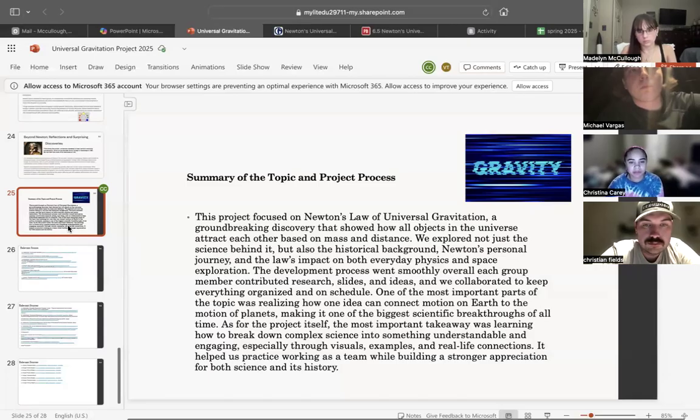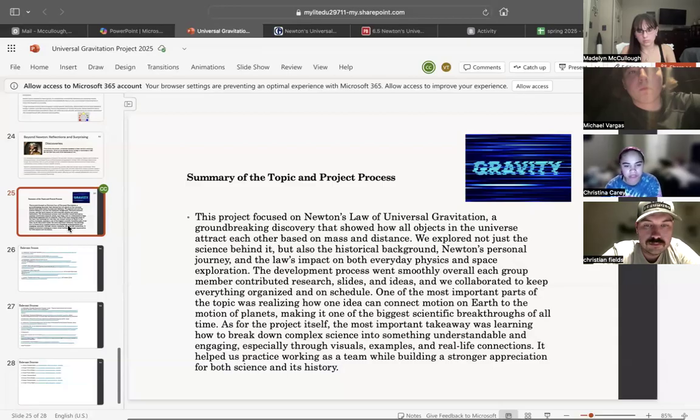The development process went smoothly overall. Each group member contributed research, slides, and ideas, and we collaborated to keep everything organized and on schedule. One of the most important parts of the topic was realizing how one idea could connect motion on the Earth to motion of planets, making it one of the biggest scientific breakthroughs of all time.